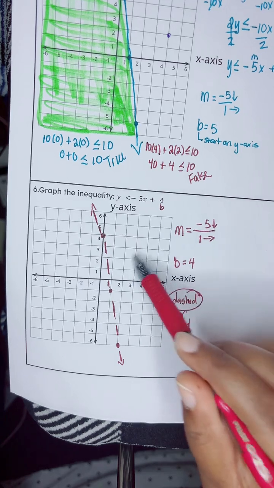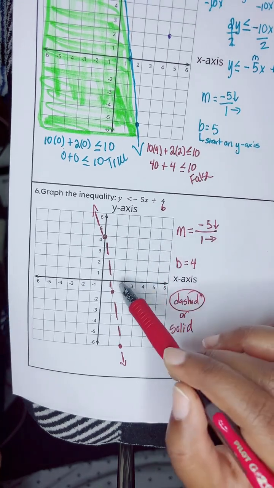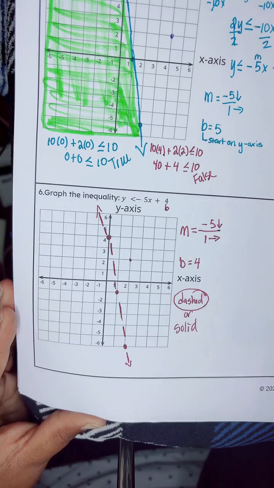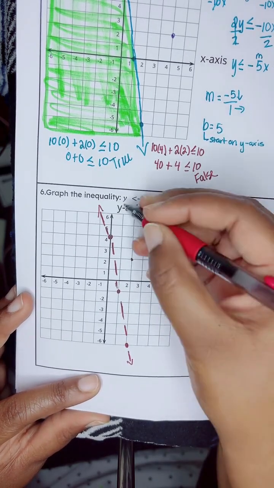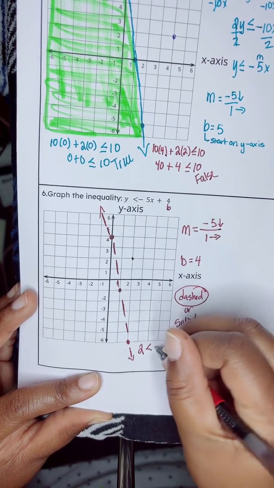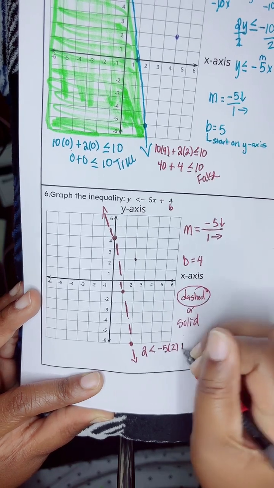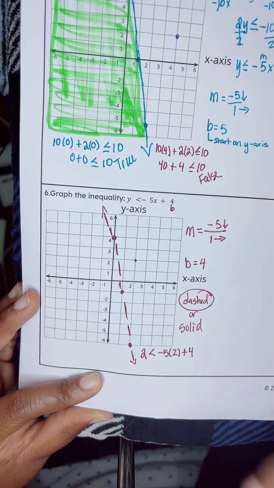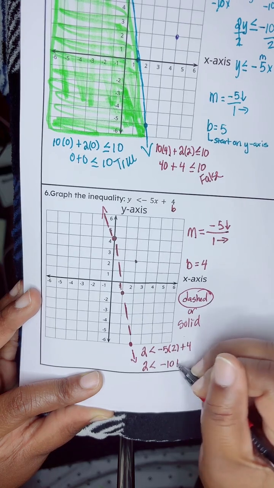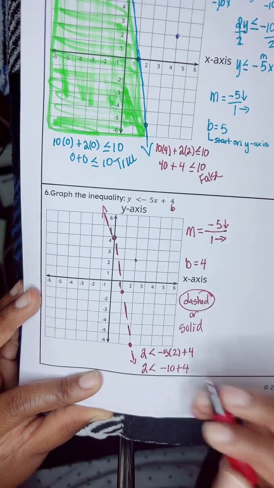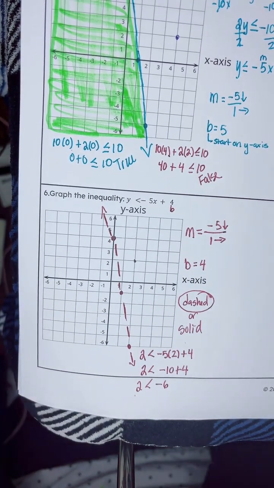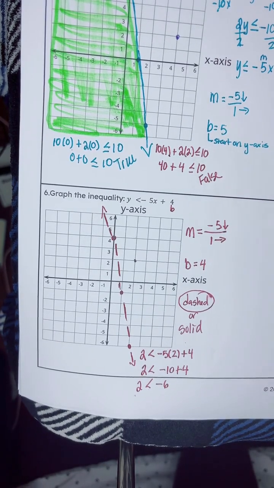So I'm going to choose a point over here. I'm going to choose 2, 2, and I'm going to test that point. If I choose 2, 2, I'm plugging in 2 for y. 2 is less than negative 5 times 2 plus 4. Let's see if this is true. Negative 5 times 2 is negative 10, plus 4 is negative 6. Is 2 less than negative 6? Is that true or false?